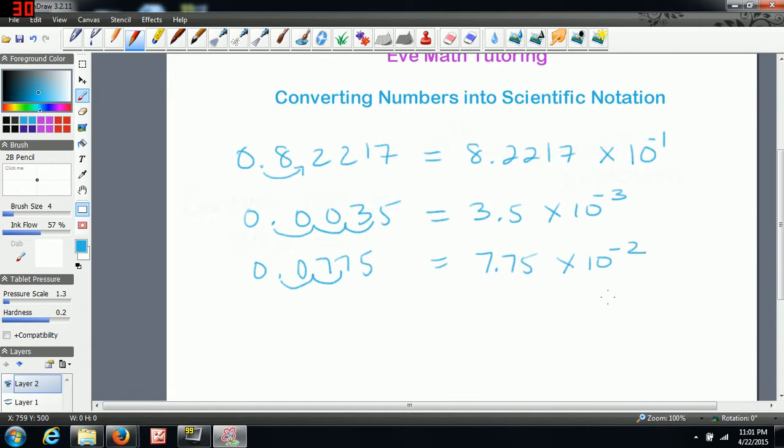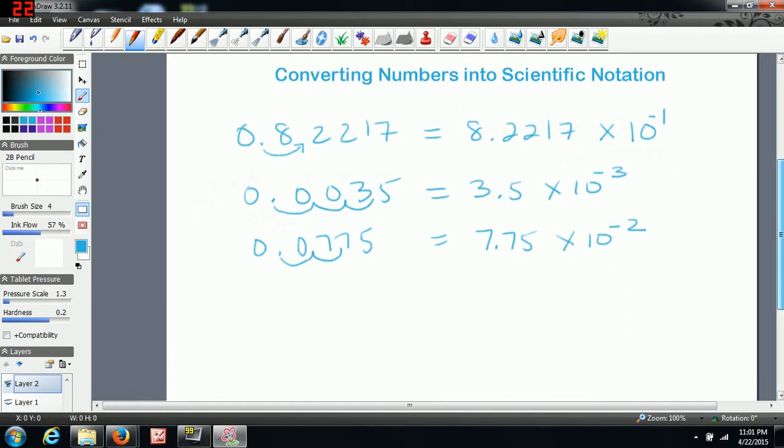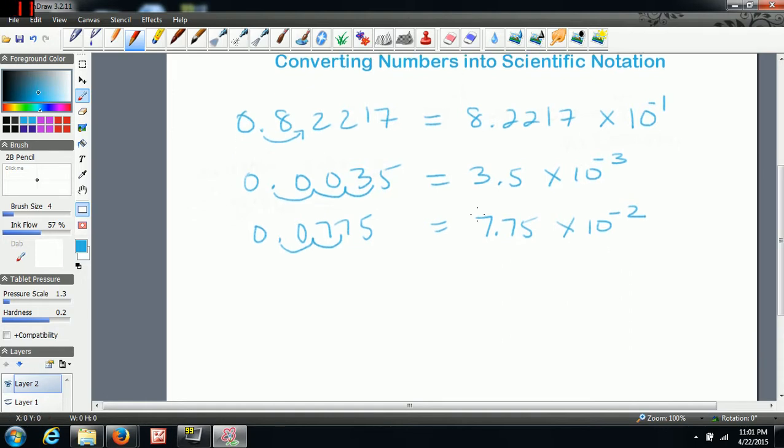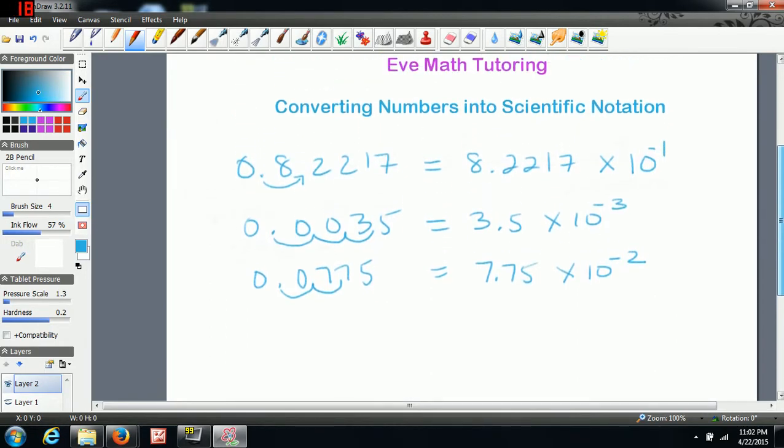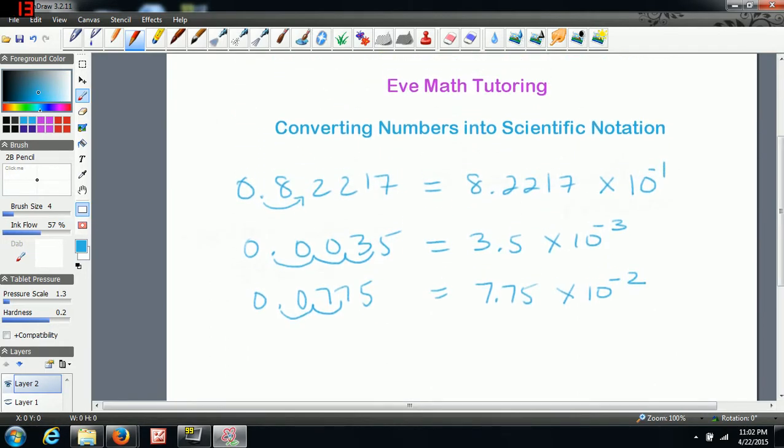Okay, so that's how it works. So that's converting numbers that are smaller than 1 into scientific notation. And of course, if there was a negative in front, you would just attach a negative in front of the number here, and same thing goes for the previous page, okay? So that's converting numbers into scientific notation.